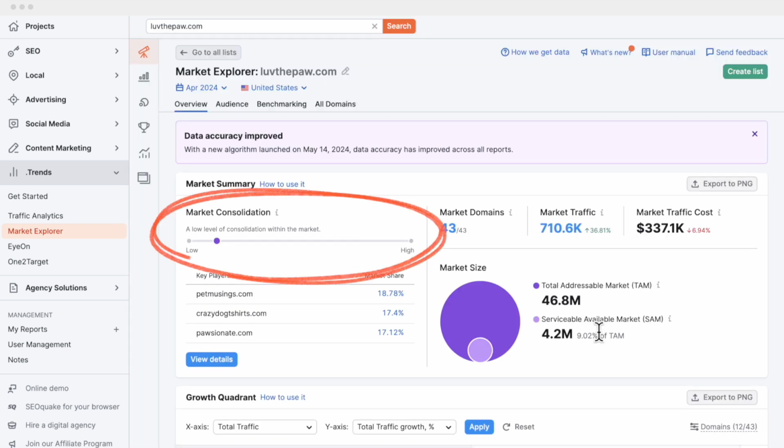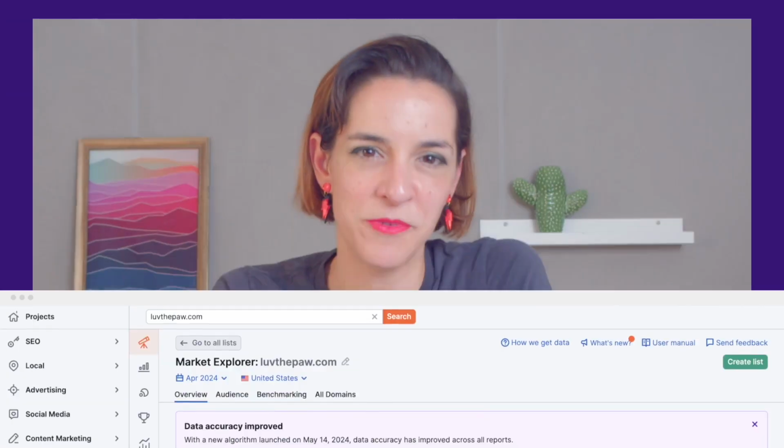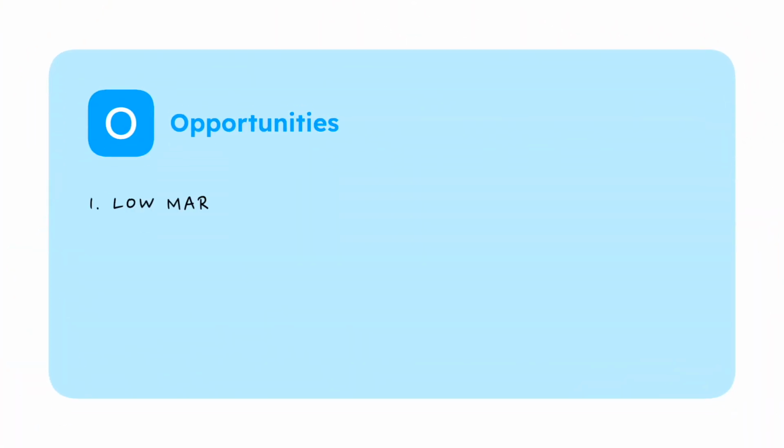First, you see the level of consolidation in the market. This is a reflection of how many players or competitors there are. Software, for example, is a market with high consolidation as companies like Microsoft and Apple own the majority of the market share. In this case, the market for dog shirts and attires is not super consolidated, which means that I would be competing with a lot of players, but none of them have huge market share and probably none of them have huge marketing budgets either. So for this reason, I'm gonna write this down as an opportunity. I'm a small player, but I could probably compete here.